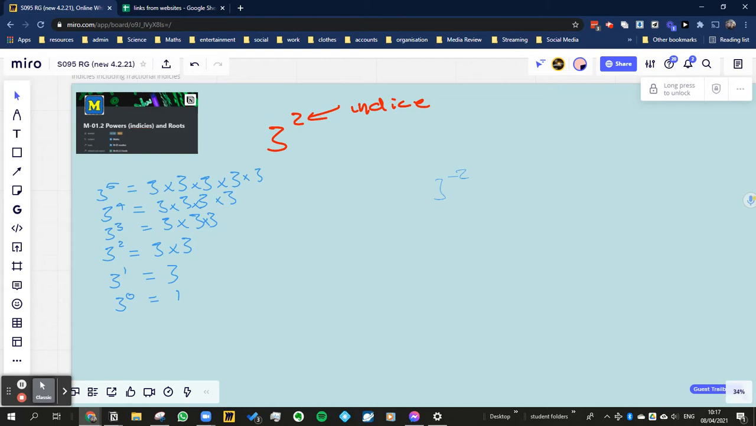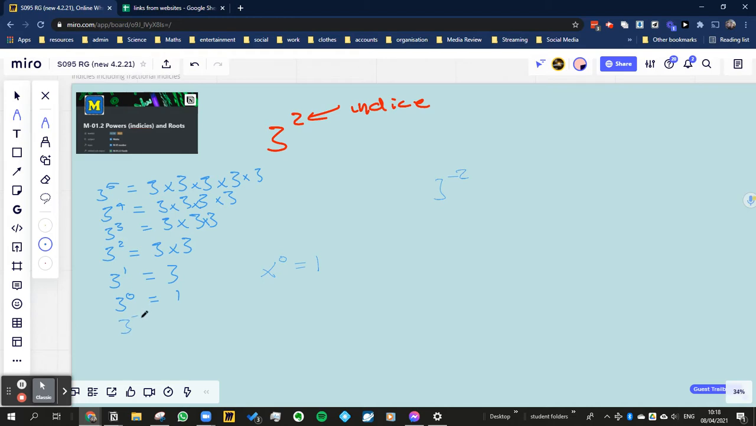And that works for everything. So 3, or anything, to the power of 0 is 1. So we could write that as x to the power of 0. So x to the power of 0 is 1. In other words, any number to the power of 0 is equal to 1. So what about 3 to the power of minus 1?